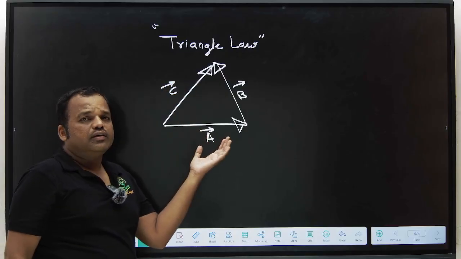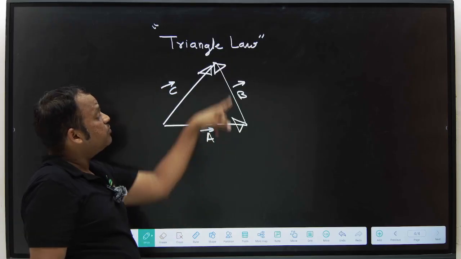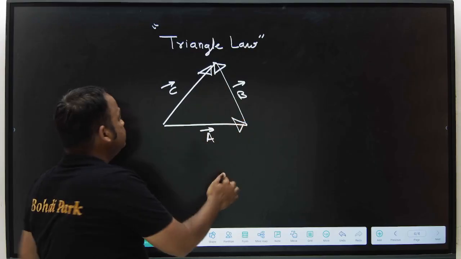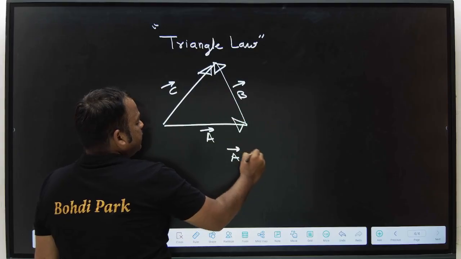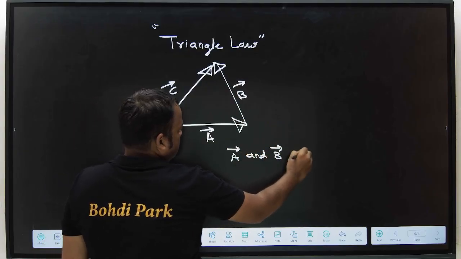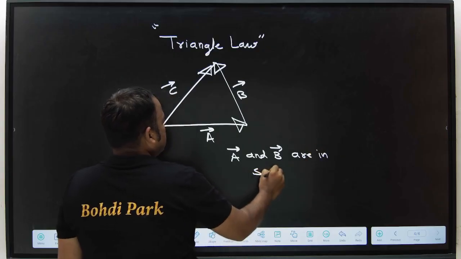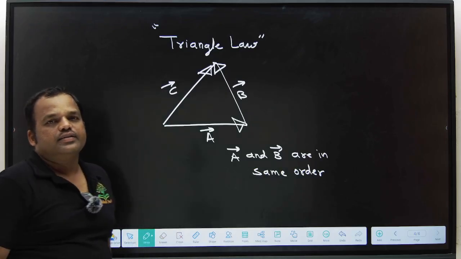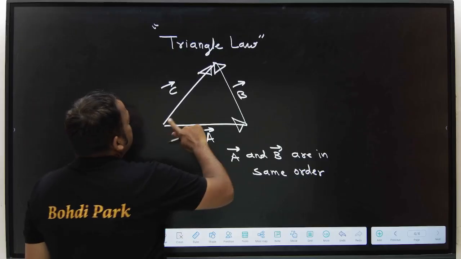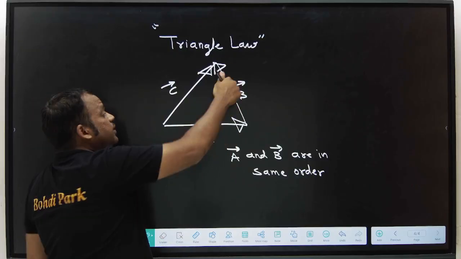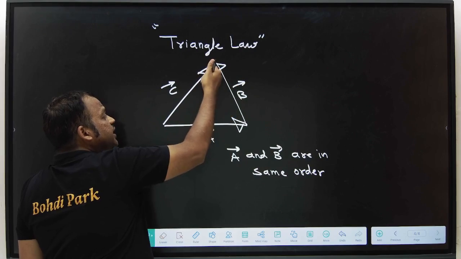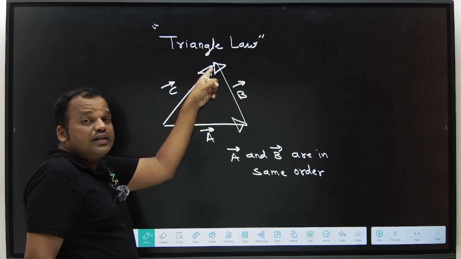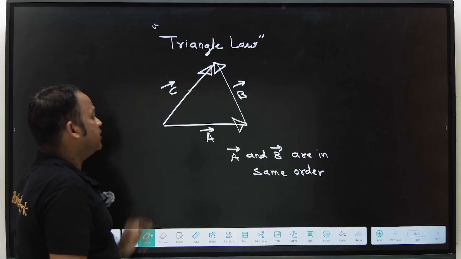We know that if on the head of the first there is the tail of the second, so over here on the head of A there is the tail of B. So A vector and B vector are in the same order. And we also know that when the heads are coinciding, then they are in opposite order. So for C and B, the heads are coinciding, so they are in opposite order.